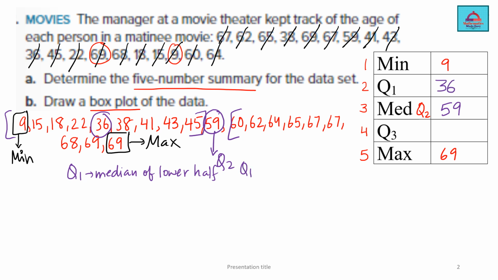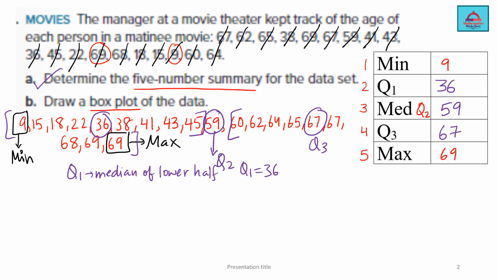So Q1 is 36. Similarly, the upper half: 60, 62, 64, 65, 67, 67, 68, 69, 69. If you see this upper half, the number in the middle is coming out to be 67. So this is the median of the upper half. So Q3 is 67. So we have got all the 5 numbers. So we are done with the A part. We have got the 5 number summary.